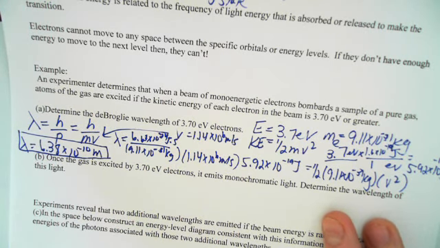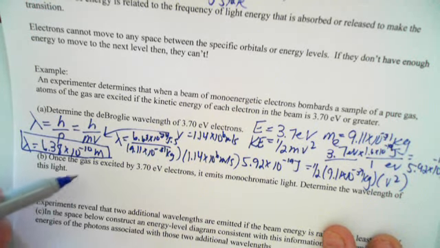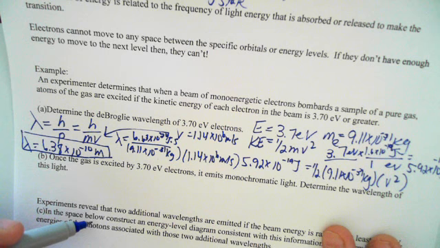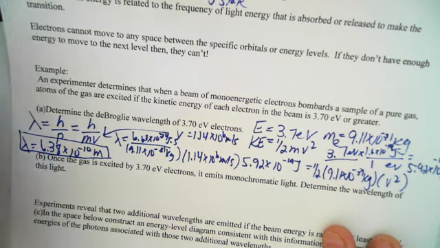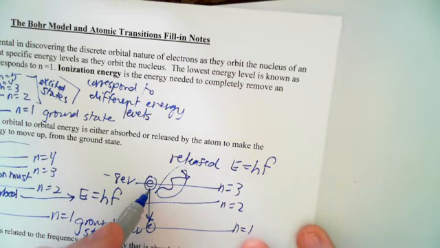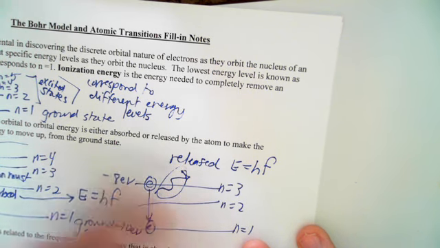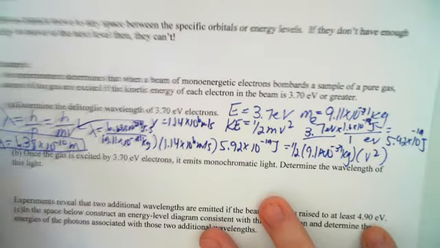All right. So once the gas is excited by 3.7 electron volt electrons, it emits monochromatic light. Basically, you excite the gas, and then as the electrons in that atom go back down to their ground state, they give off photons. So you excite them, they then go back down to their ground state and emit photons. Determine the wavelength of this light that's emitted.